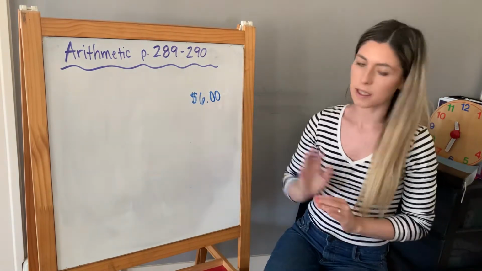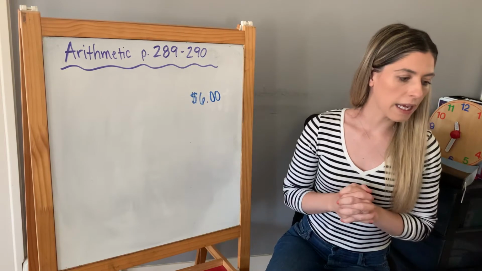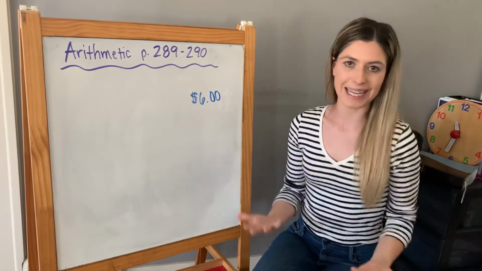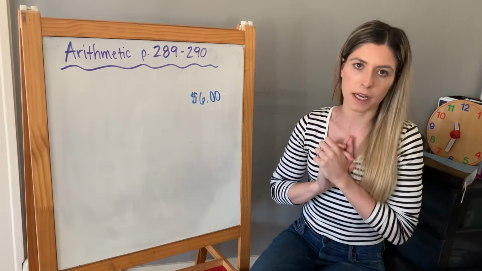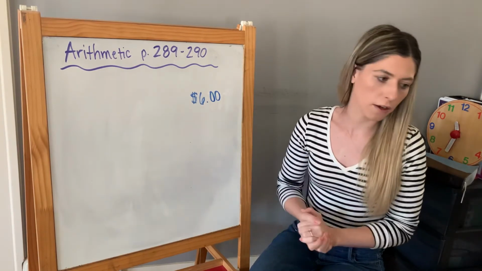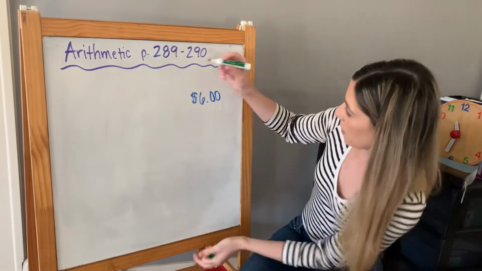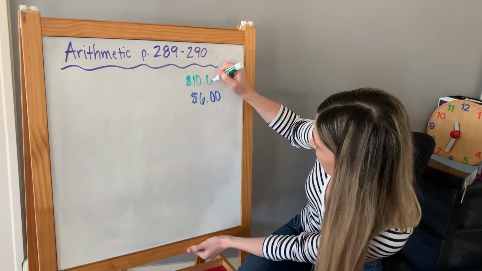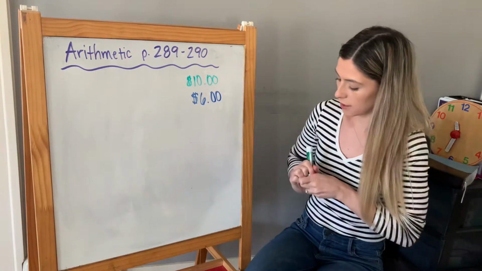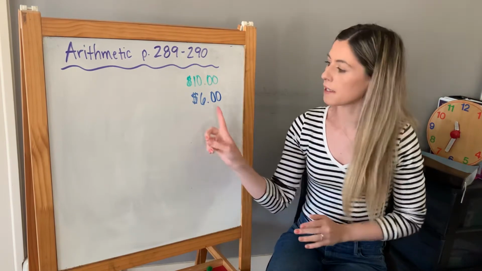No cents, just $6. But let's say that he gave the clerk $10. He had $10 in his pocket. He gave the clerk, the person he was buying it from, $10. So I'm going to write that up here. He gave them $10 and 00 cents. So, did he have enough money to buy the mug?